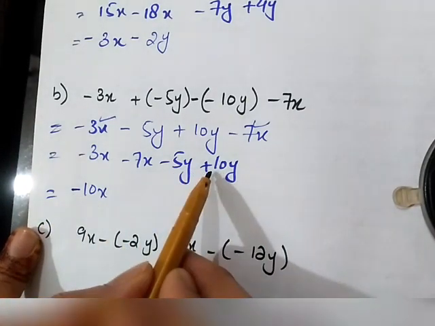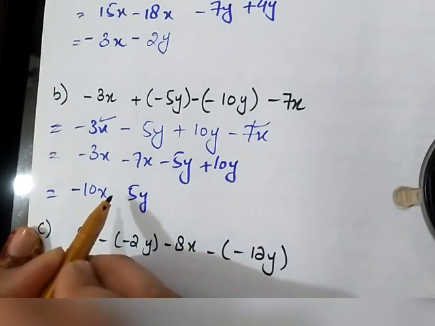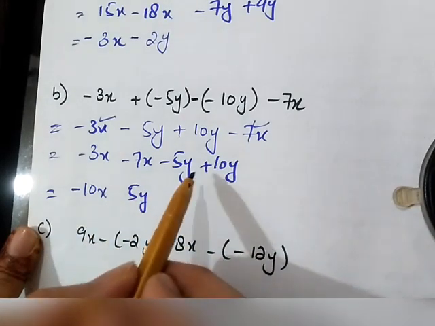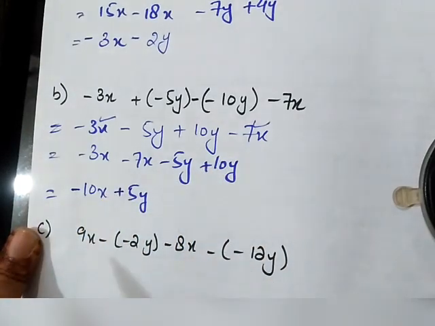Now plus minus 10 minus 5, and what is the variable? Y. Now what sign will become here? Just put the sign of the greater term. The greater term is 10, so 10 has the sign plus, so we put the plus sign here.